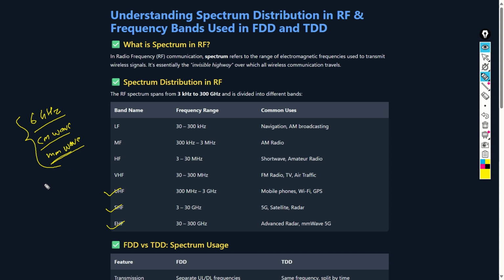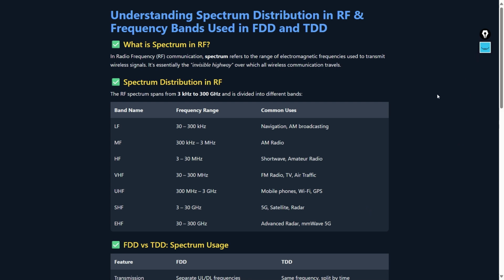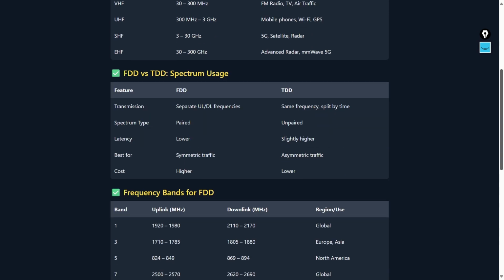Now, what we are actually using in our air interface, how this spectrum is getting distributed, and how it is being made available to us through the 2G, 3G, 4G or 5G network. So let us understand this.